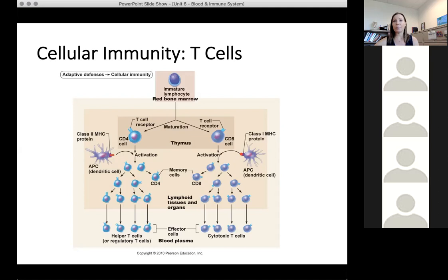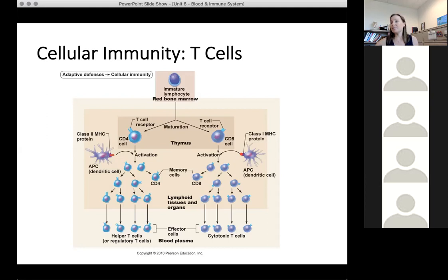And finally, they can become memory T cells. And these will exist in the body for years and allow you to respond very quickly and effectively if you ever encounter that same antigen, that same foreign invader at a later time. So that provides memory for your body.